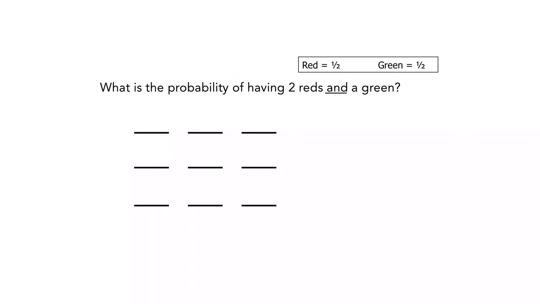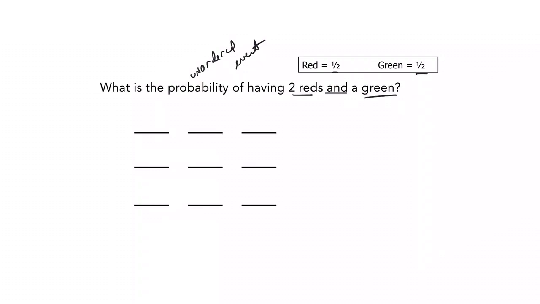So here's a situation where I'm asking, what is the probability of having 2 reds and a green? I've given you the probability of a red as 1/2 and the probability of green as 1/2. So we know those individual probabilities. What we don't know is the order. So this is an unordered event. To illustrate that, let's think about it.